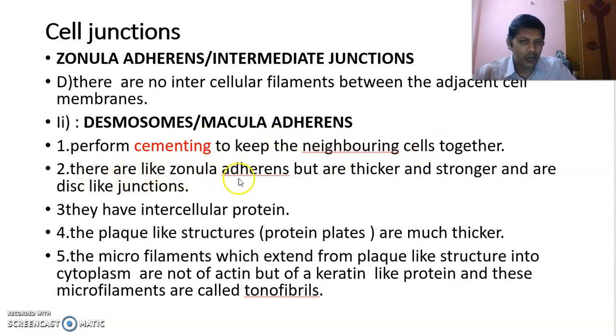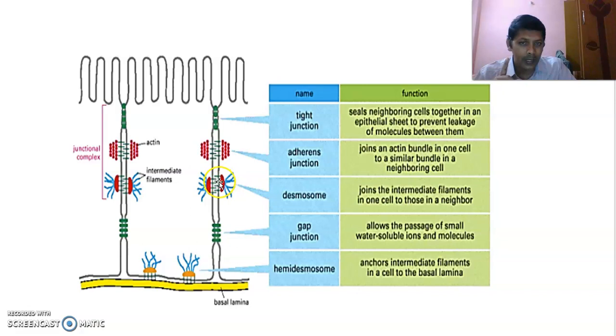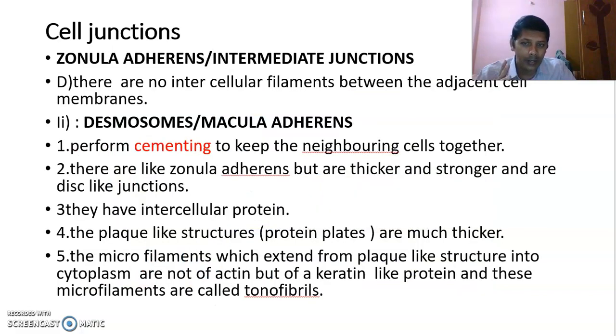These are like zonula adherens, which we already discussed, but these are thicker and stronger, disc-like junctions. They join the intermediate filaments in one cell to those in the adjacent cell. Here you can observe the intermediate filaments. These are made up of a protein. Can you tell that protein? I told you, it is called keratin.